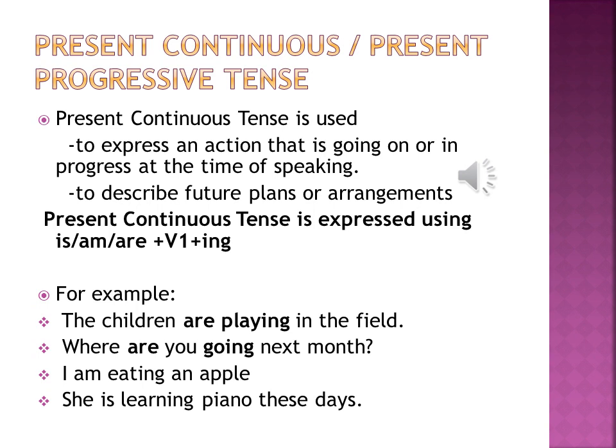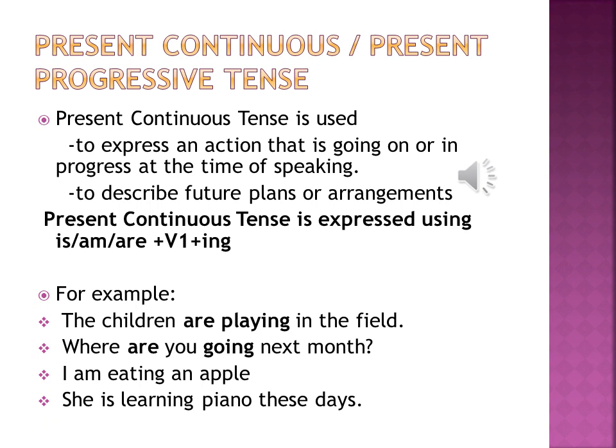Now let us move on to the next subtype, that is continuous tense. So first of all, we'll begin with present continuous or present progressive tense. Present progressive tense is used to express an action that is going on or in progress at the time of speaking. Like, at present, you are watching this PowerPoint presentation. Means the action that is happening at this present moment.